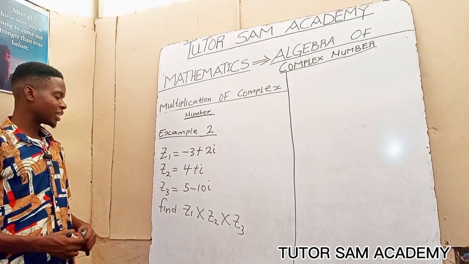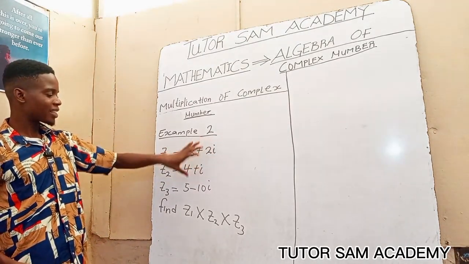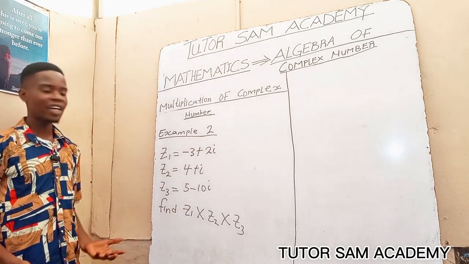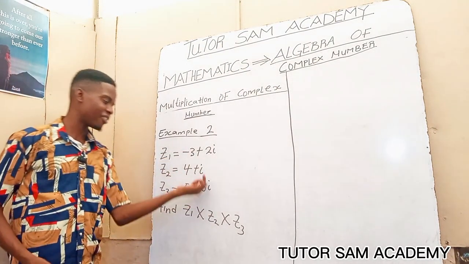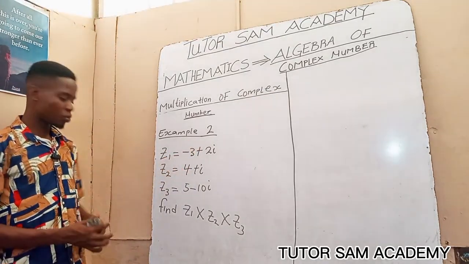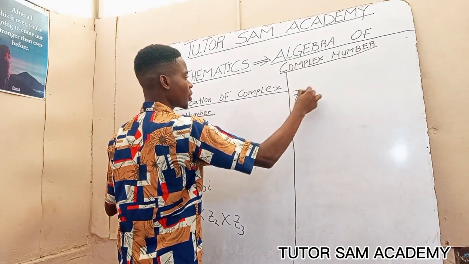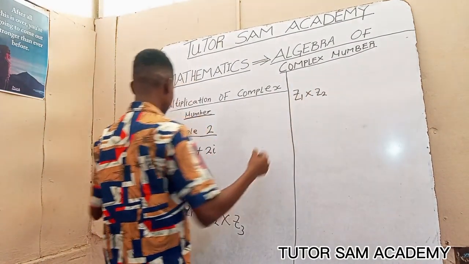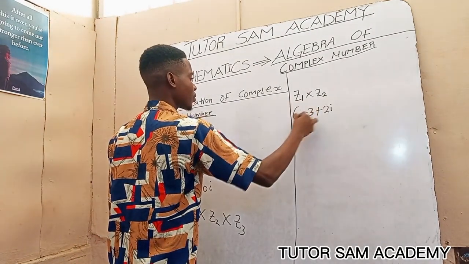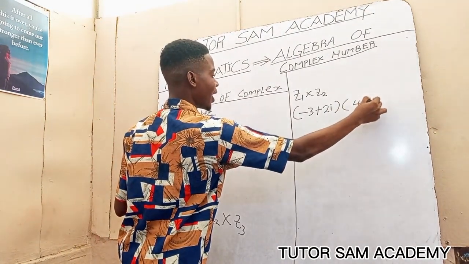So how do we expand this? Before we go into this, I will first take 2. I'll multiply z1 and z2 first. Anything I get, I'll use to multiply z3. Or I can decide to multiply z2 and z3 first, then use what I arrived at to multiply by z1. But let's start with these 2. z1 multiplied by z2. z1 is minus 3 plus 2i. z2 is 4 plus i.